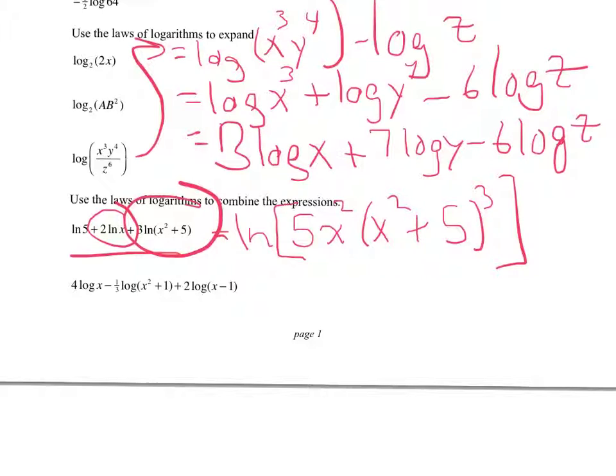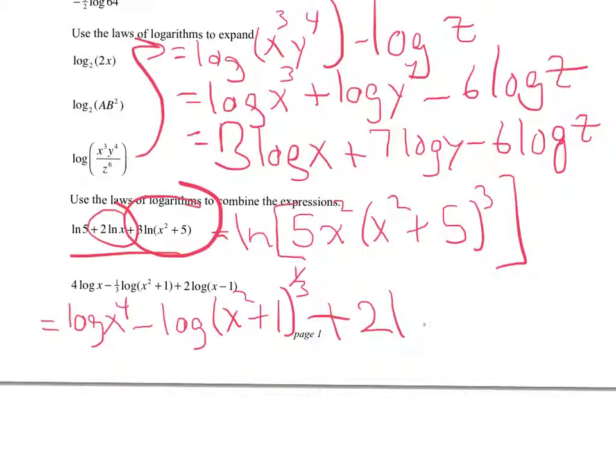This last example is just a little bit more complicated because it has a minus. But we'll start by combining things. Here the first term will be the log of x to the 4th power. The next one is minus the log of x squared plus 1 to the 1/3 power. Notice I left the minus sign behind. I don't want to use a negative exponent. The last one is plus 2 times the log of x minus 1. I really wanted to put that 2 in the exponent, so I'm going to rewrite this as the log of x minus 1 squared.